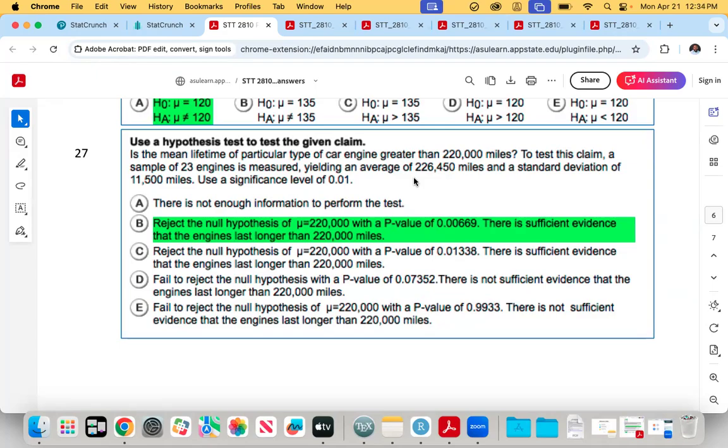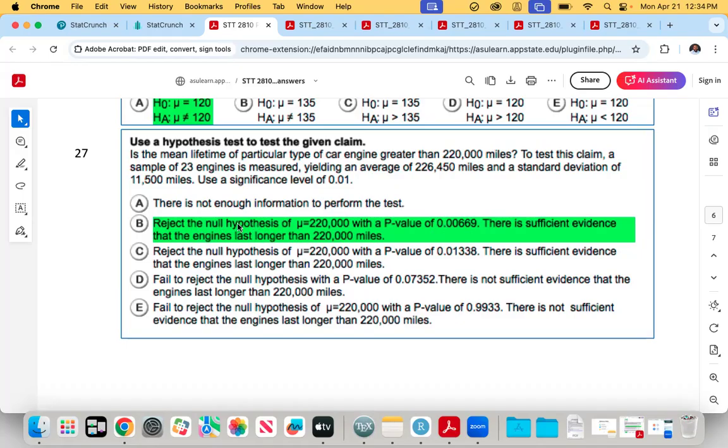Is it small or high or big? It's small. This is 0.006. This is 0.01. So this is bigger than this. Is that okay? And then now, since the p-value is small, we know that if p-value is less than this, we reject the null hypothesis.